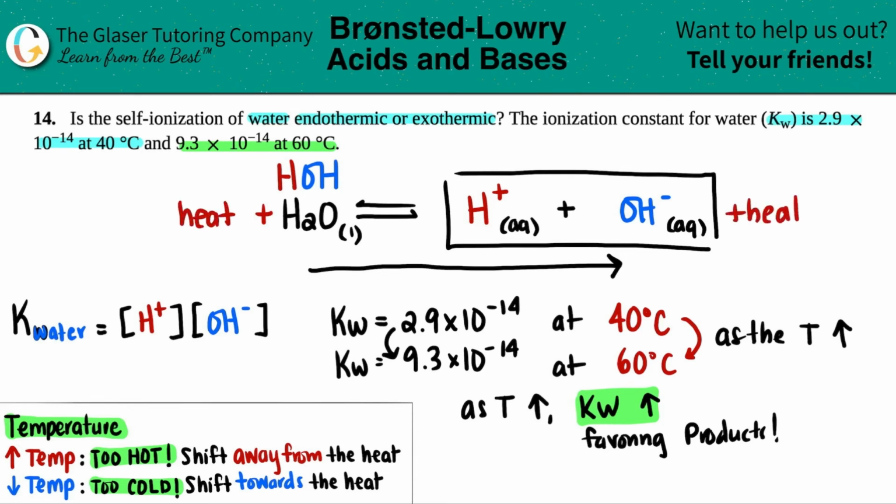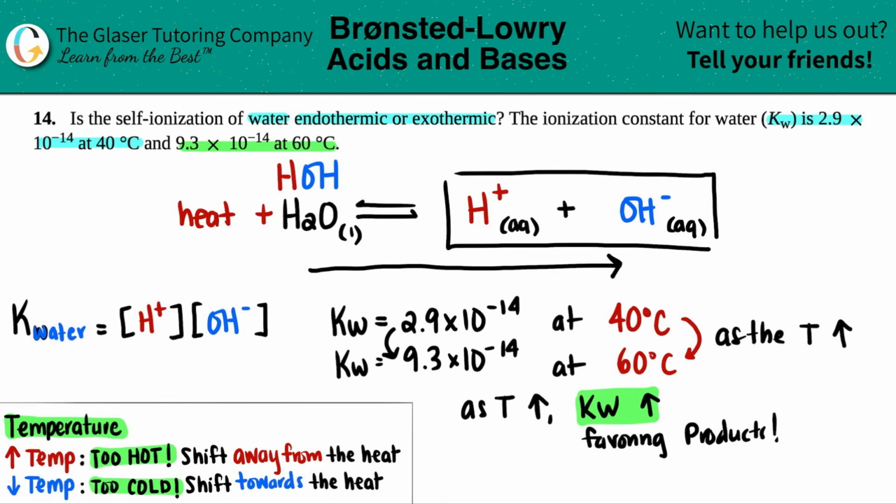So, the question is, is the heat word on this side of the equation, or is the heat word on this side of the equation? If we're going this way, we have to go away from the heat. I'm going to the right, which means that the heat should be on the left. If I'm going this way, the heat can't be on the same side, because when you're increasing temperature, you go away from the heat. So by doing this little thing, we're favoring more products. The heat has to be on the left side.